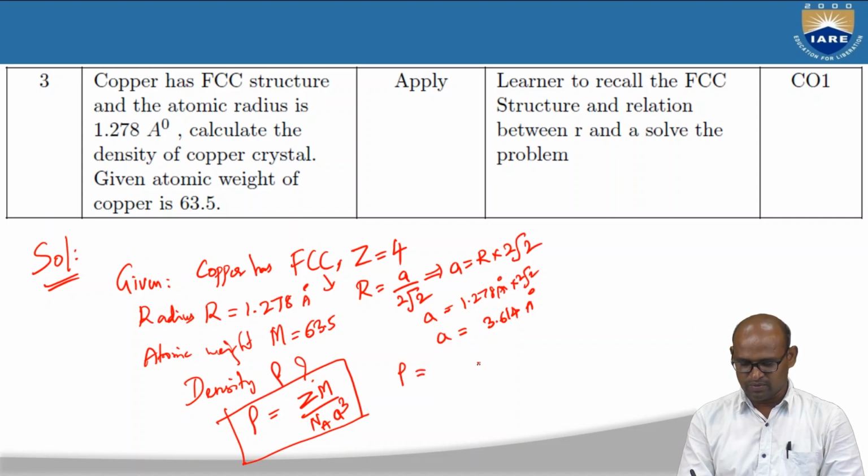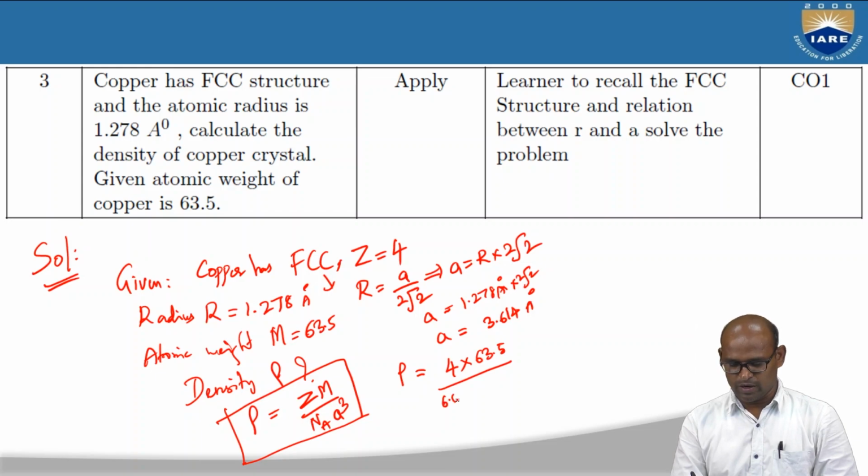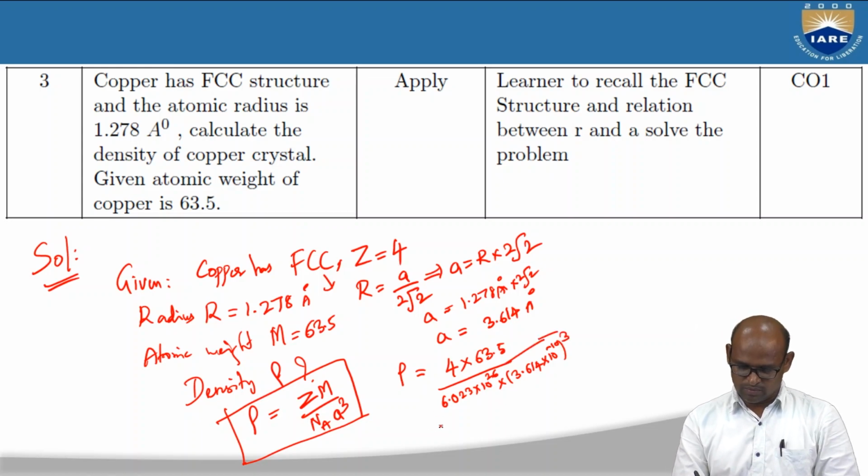Once I know the value of a, I can substitute all the values in the density formula. Rho is equal to, I know Z, Z is 4. I know M, 63.5, and Na is 6.023 into 10 power 26 into a, where a is 3.614 into 10 power minus 10, whole cube. So the total density I'll get as 8.92 into 10 cube kg per meter cube. So this is the solution.